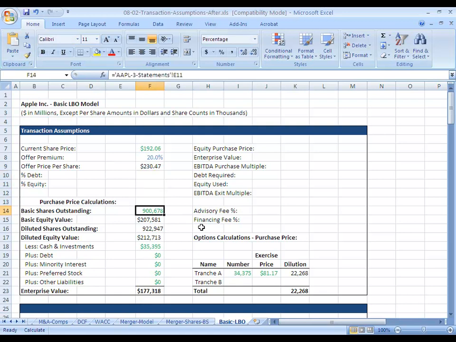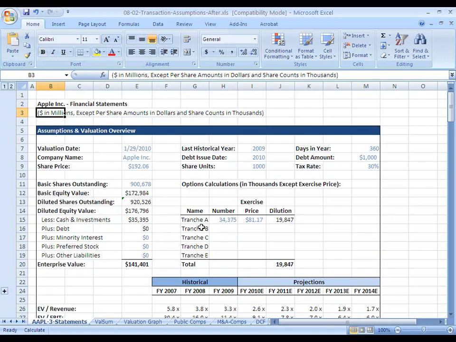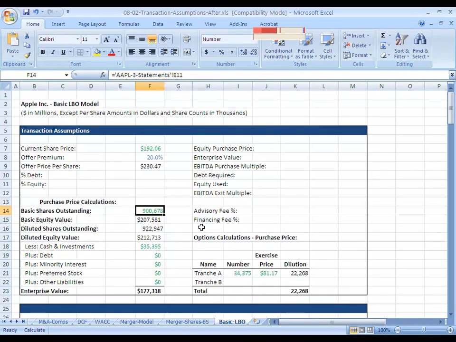I've already filled in all the purchase price calculations here. This is exactly the same as what we saw in Apple's three-statement model over here. So we have our basic shares, we have our diluted shares, and we have dilution from options right here. The only difference is that with our basic LBO model, rather than working off the current share price, we're working off the offer price per share. So we see the purchase price here will be around $212 billion with an enterprise value of around $177 billion. There is definitely more dilution from these shares now because the exercise price has remained the same, but the offer price has gone up from 192 to 230 right here.